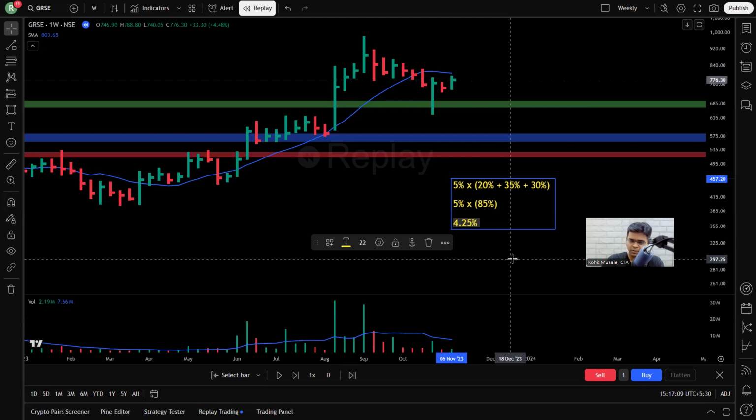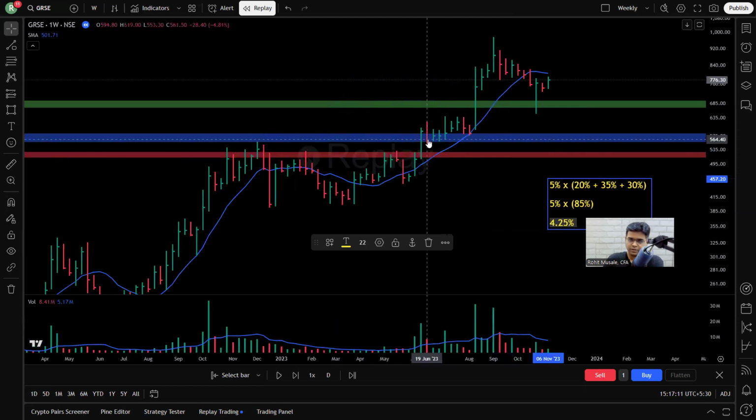So you understood why you should not sell here, why you should not sell here. Okay. Why you should sell here, why you should sell here. Here you are selling because of the break of the moving average. Here you are selling because of the slope of the moving average. Okay.